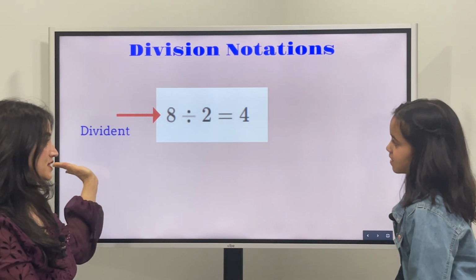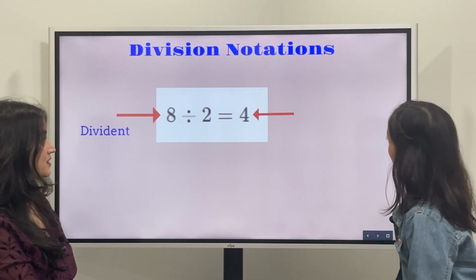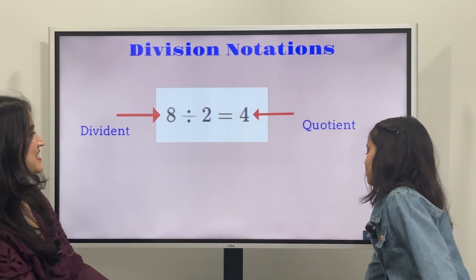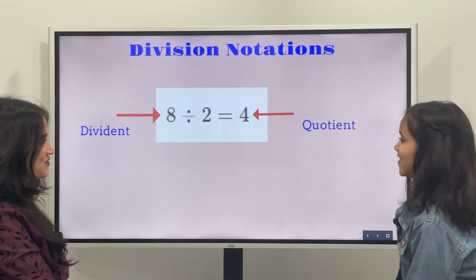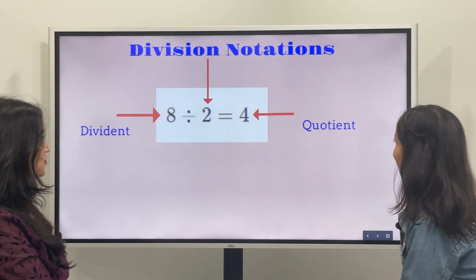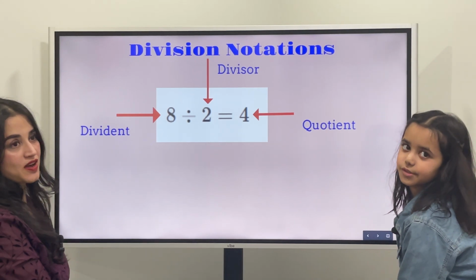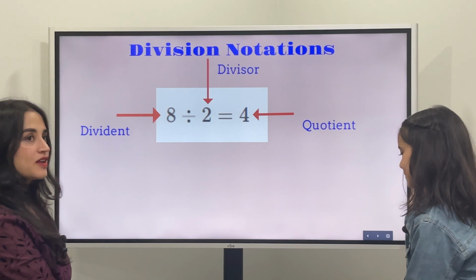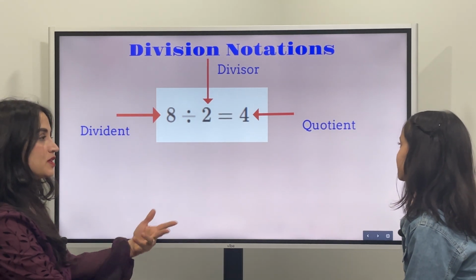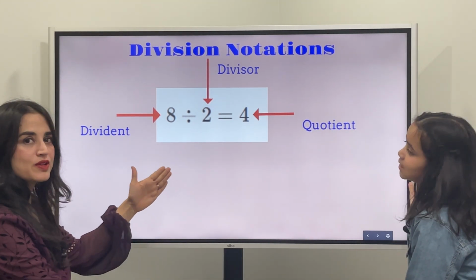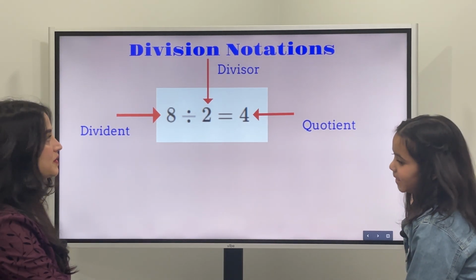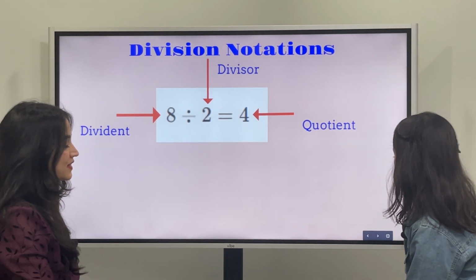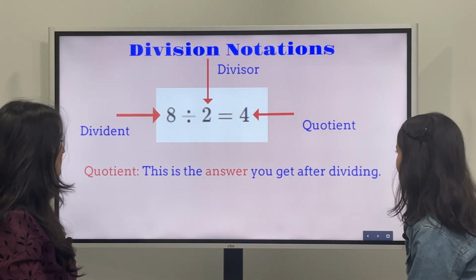8 is called the dividend. And then the answer 4 is called the quotient. And then 2 is called the divisor. There are 3 parts we are reading now. Later we will also get remainder, right? But right now we're only talking about the 3 main important parts: dividend, quotient, and divisor.